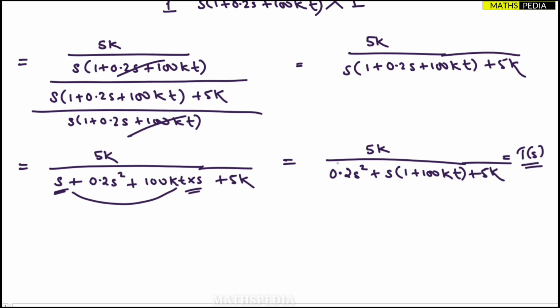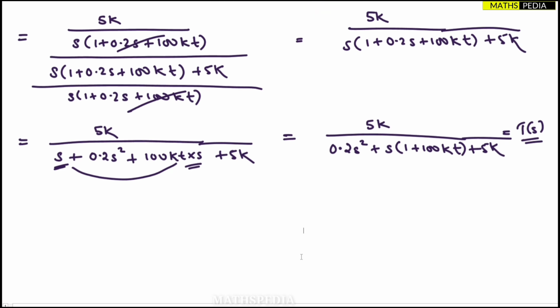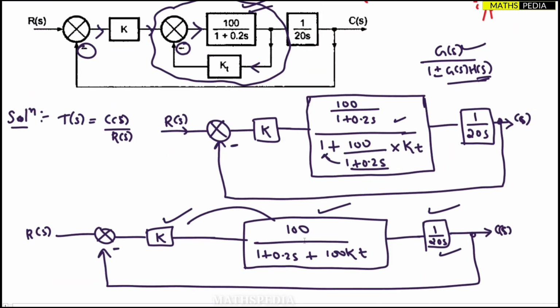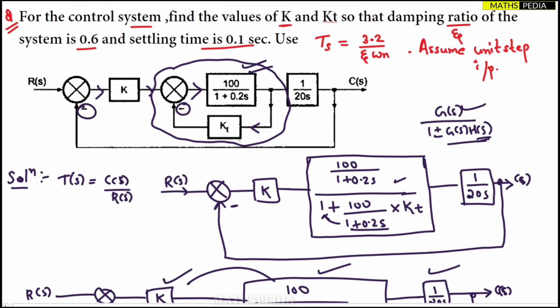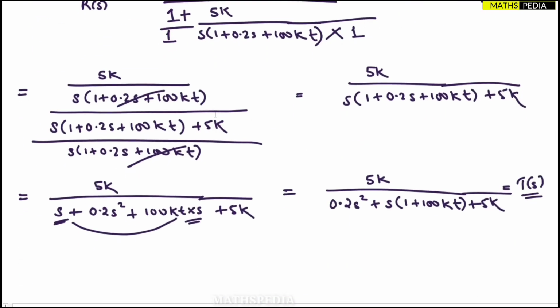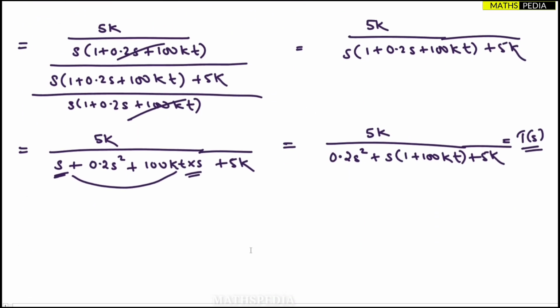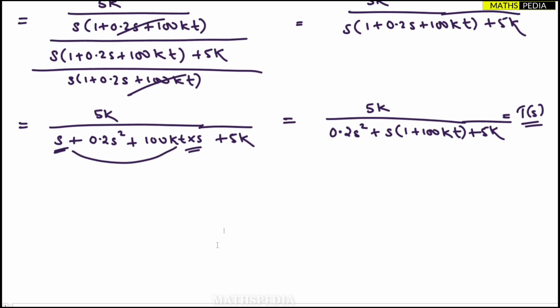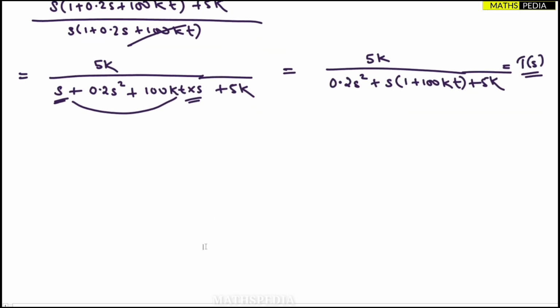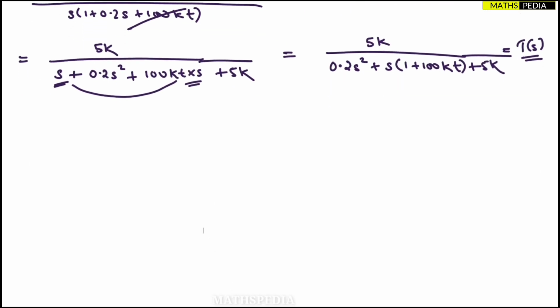Now after getting this transfer function, what we have to do, we have to find the values of k and kt by using the damping ratio and settling time that are given. So what we can do, we can first find the damping ratio. We'll compare this one with the standard equation.